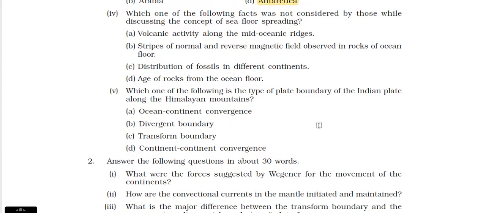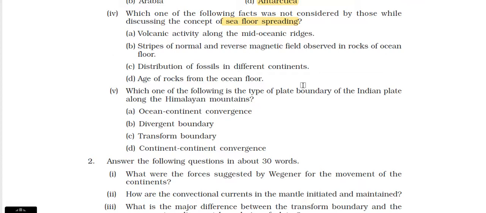Question number 4, guys, this is important. Listen to it carefully. Which of the following facts was not considered by those while discussing the concept of sea floor spreading? First of all, you should know what is sea floor spreading. Then only you can come to know about the concept.